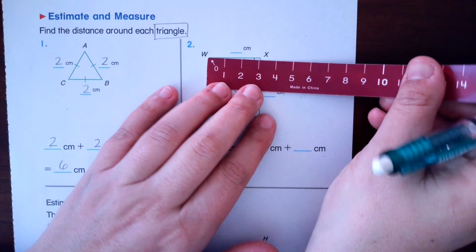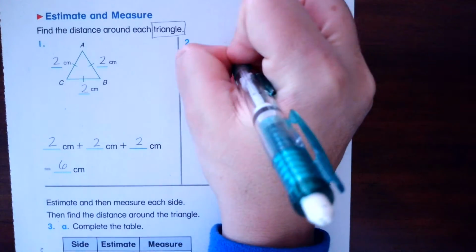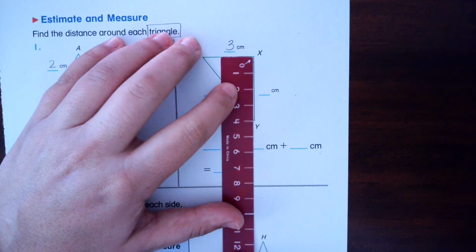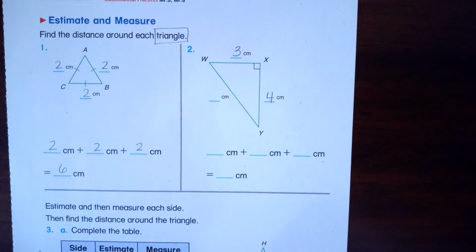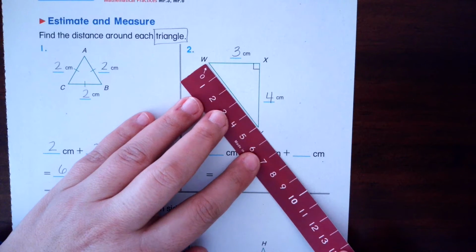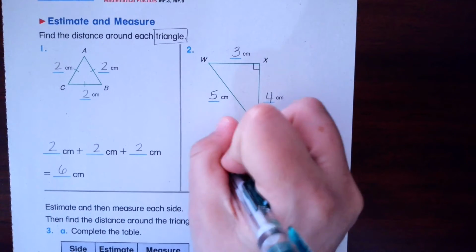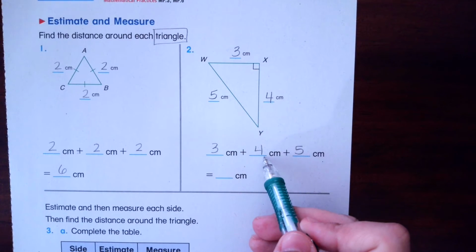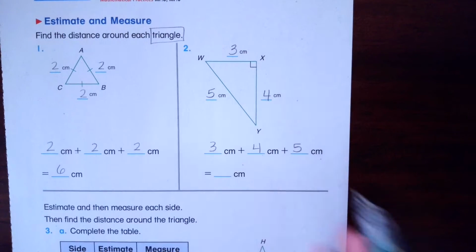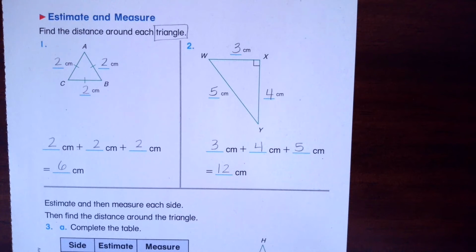All right, so we have 3 centimeters for WX. We have 4 centimeters for XY. And finally, 5 centimeters for WY. If I fill each of these in, I know that 5 plus 4 is 9. Count up 3 more, I get a total of 12. 12 centimeters for the perimeter of triangle number 2.